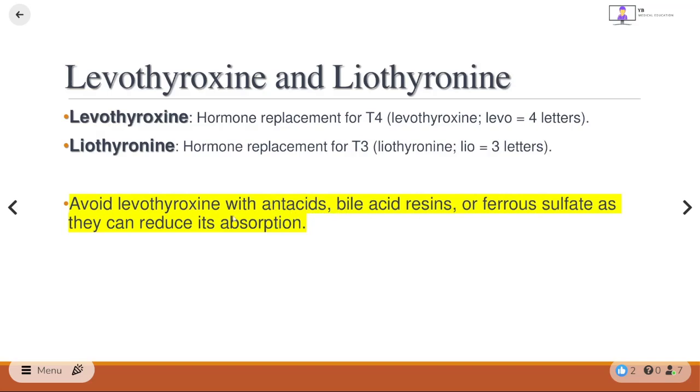Okay, so levothyroxine could bind to these agents and reduce its absorption.